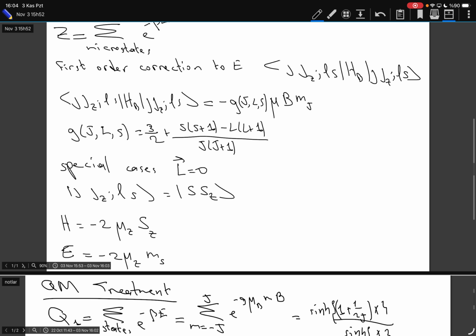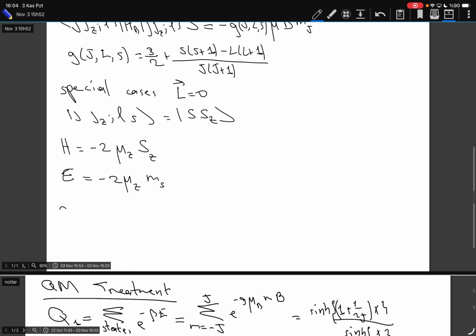Well, let's see what we get over here. g, J is S, L is 0, S. This is equal to 3 over 2 plus S times S plus 1 minus 0, divided by S times S plus 1. This is equal to, this is 1. This is 5 over 2.